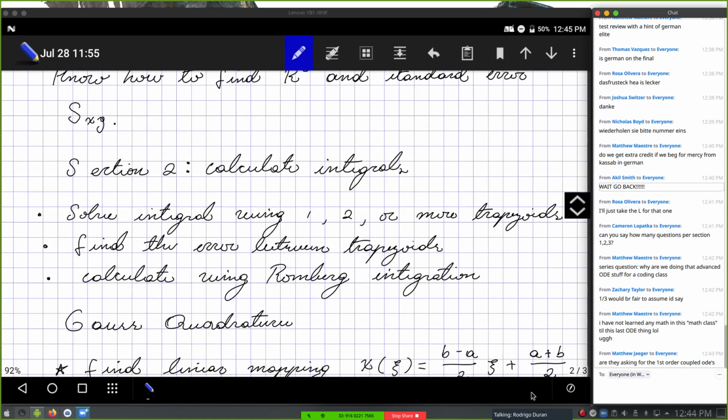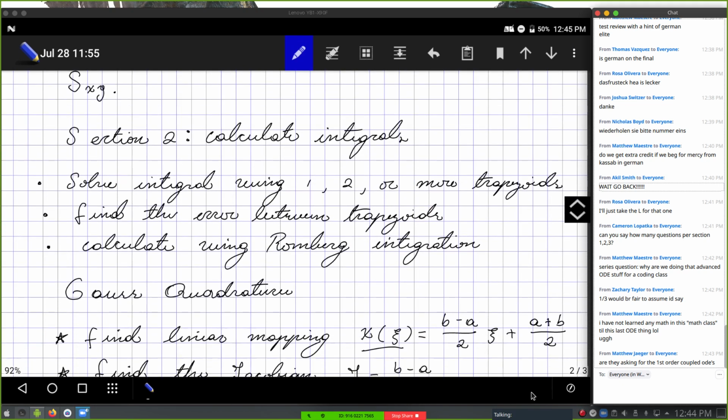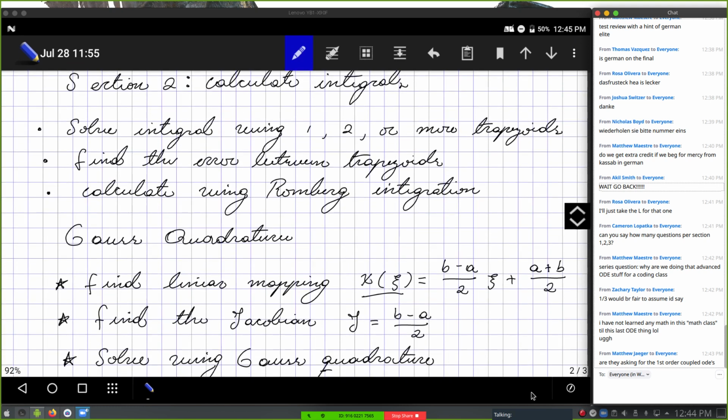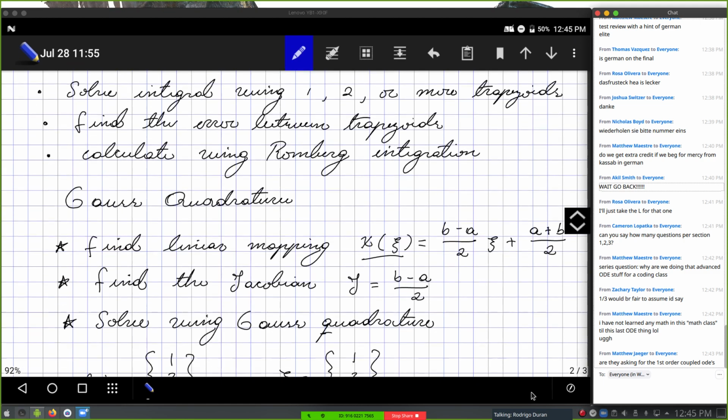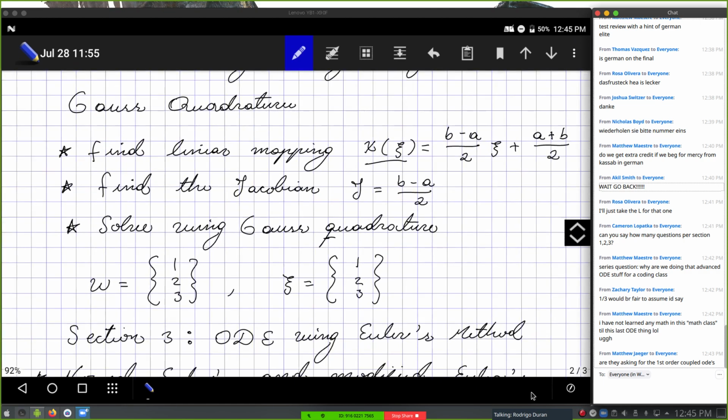So section 2 has to do with calculating integrals. Make sure you know how to solve an integral using 1, 2, or many trapezoids, as many trapezoids as they want you to use. You have to make sure to find the error between those trapezoids. So find the error between using one method and the other method, and calculate those integrals using Romberg integration. And then the final part of section 2 has to do with Gauss quadrature.